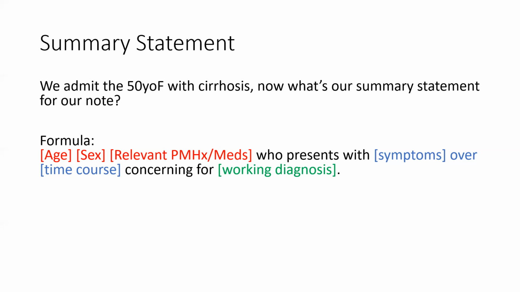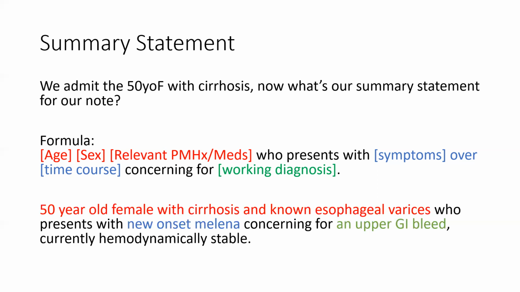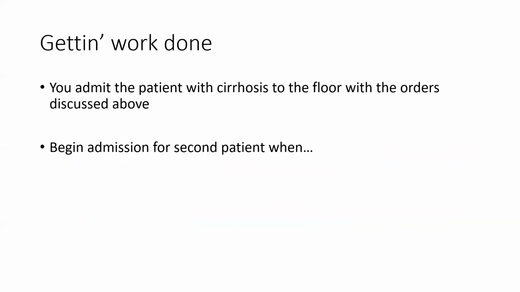Great. Here was my proposed one. I put in that she has cirrhosis and known varices because that is always important to know if you have a cirrhotic who's bleeding. She's coming in with new onset melena, concerning for an upper GI bleed, currently hemodynamically stable. Questions on that? These are flexible, so as long as it includes the pertinent past medical history and medications, you can put whatever you want into it.